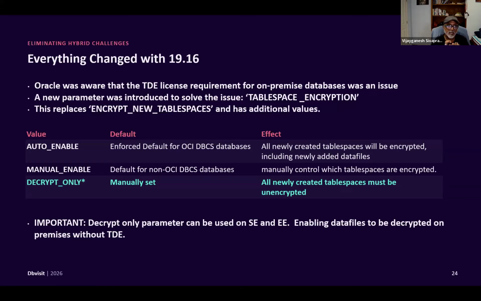This is the key parameter that helped us ensure that any new tablespaces that are created in your on-premise environment will be unencrypted if this particular value is set. And the key thing is, the decrypt only value can be set on both Standard Edition and Enterprise Edition, enabling your tablespaces and data files to be unencrypted on your on-premise environment without TDE. So that's the key advantage here. And this tablespace encryption parameter was introduced in 19.16.